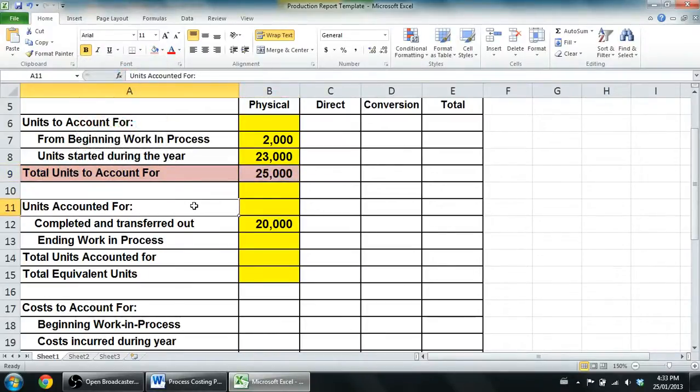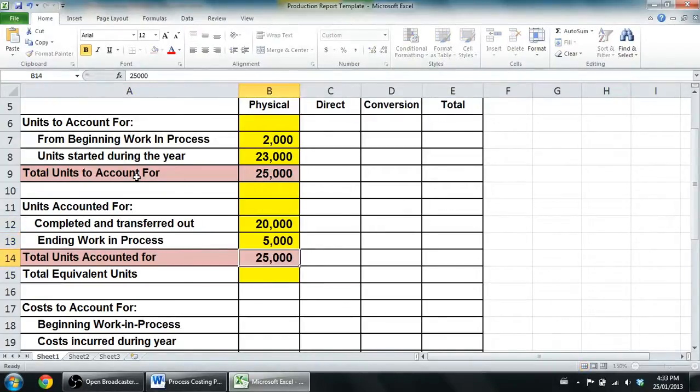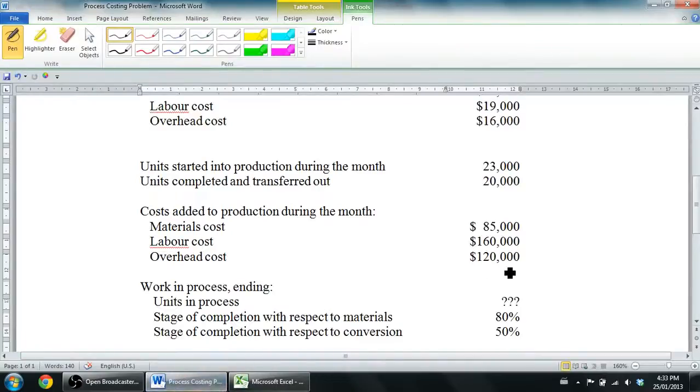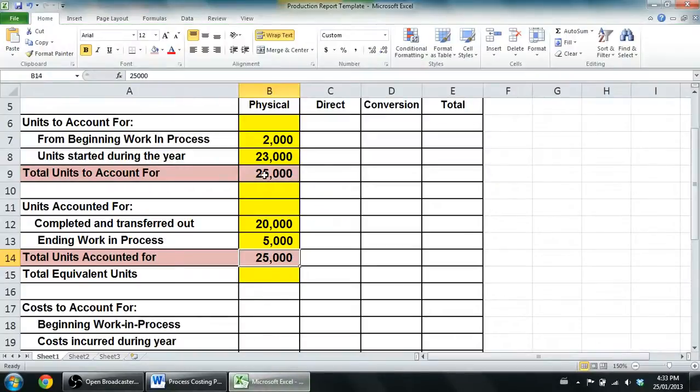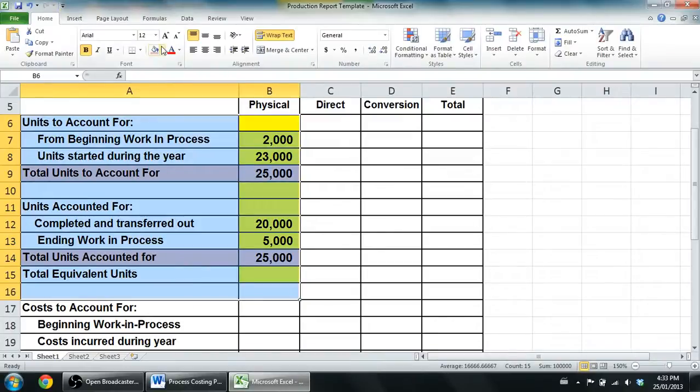Total units to account for, 25,000. I go units accounted for, completed, 20, ending WIP. Total units accounted for. Total units to account for is 25. Total units accounted for is going to have to be 25. So I can calculate my ending WIP to go, okay, 20 plus this has got to be 25. I can infer my ending WIP is 5,000. So going back to the question, this units in process that they didn't tell us, it's 5,000. Okay, let me just unhighlight everything and we will continue.